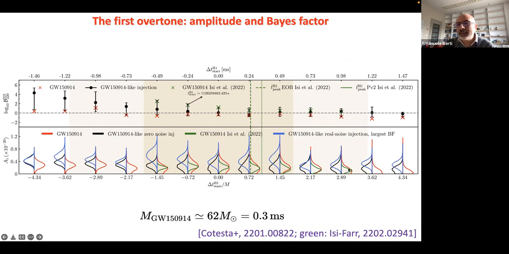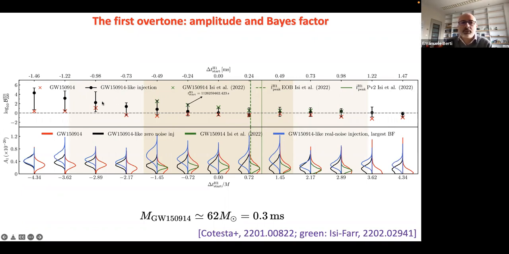So I wouldn't say that there is a convincing detection of the overtone. You get a convincing detection of the overtone at times before the peak where there shouldn't be any. And this makes us think that probably what triggers this detection of the overtones is noise in the data.